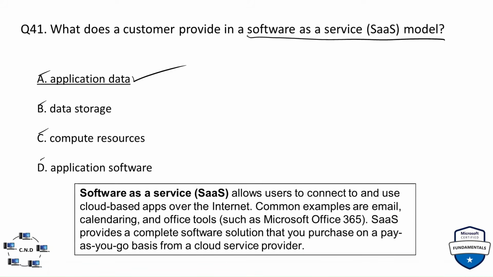Here is the explanation. Software as a service allows users to connect and use cloud-based applications over the internet. Common examples are email, calendaring software, and office tools such as Microsoft Office 365. So all these applications are already installed and available inside the cloud. You don't need to install or develop or manage any of these applications. The SaaS provides a complete software solution that you purchase on a pay-as-you-go basis from a cloud provider.